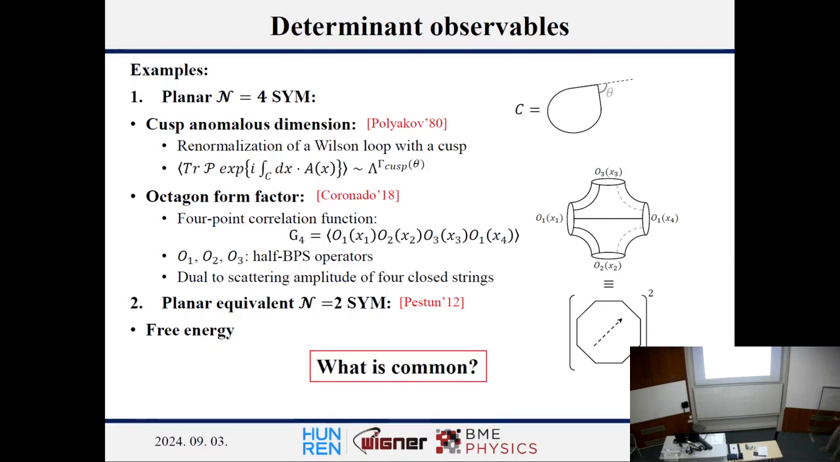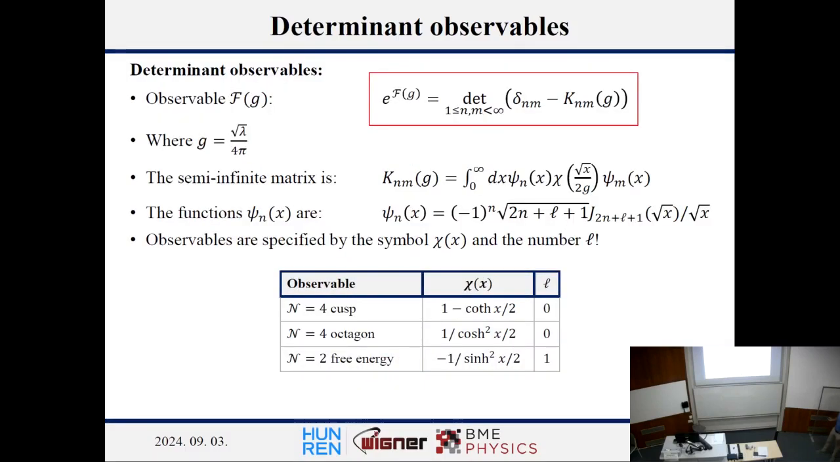Okay, but I was talking about N=4 so far, but there are observables as well in N=2. For example, the free energy, which has something in common with the previous observables. They can be expressed as a determinant of a semi-infinite matrix. For those who are more in the mathematical mindset, you can just start from this part of the presentation. So this is what we are considering in general, these types of quantities, these determinants. And we are interested in the strong coupling expansion, so the large g expansion of these quantities.